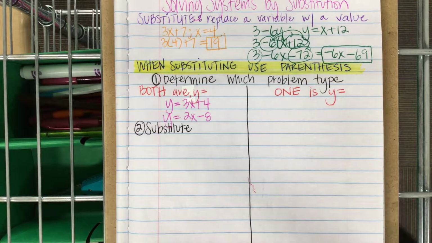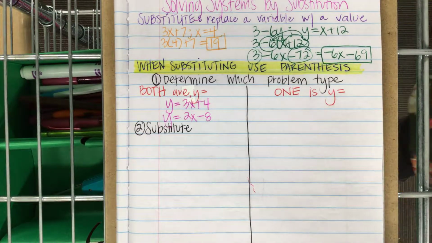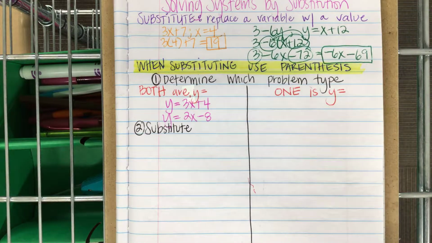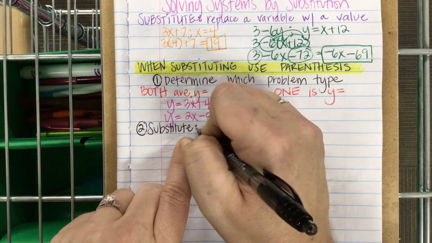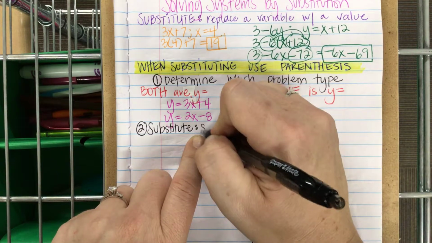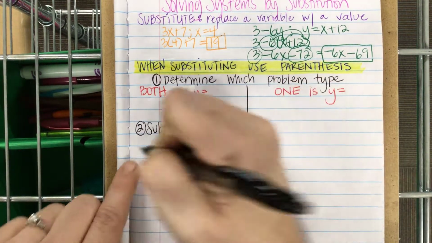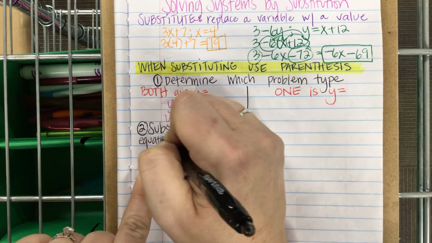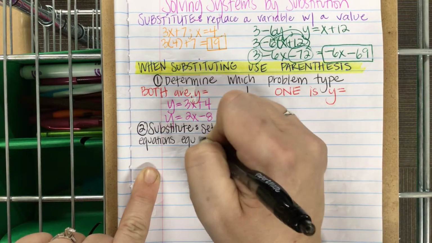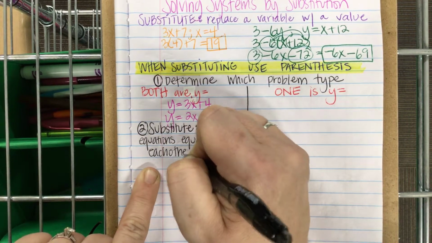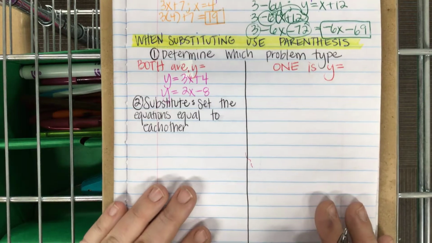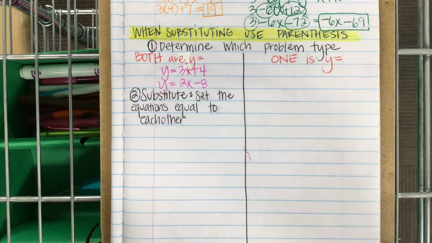Not surprisingly, we're going to substitute because this lesson is called Solving by Substitution. So, we're going to substitute. And here's what this means. I'll get a little more specific. You are going to set the equations equal to each other. Now, I'm going to explain that. Just write it down. And get ready.